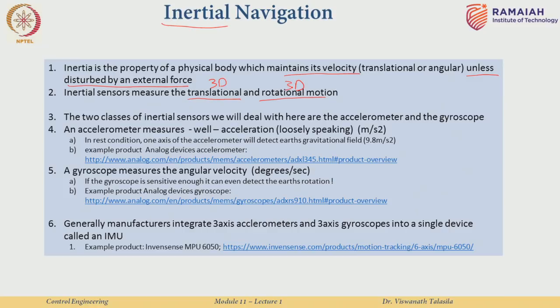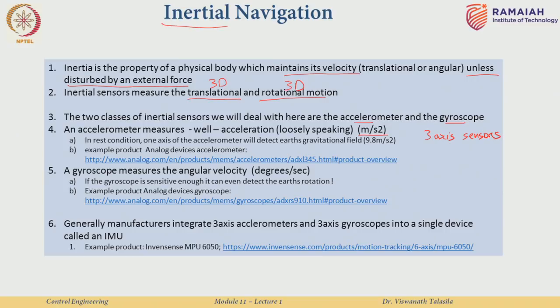The two sensors we will deal with in this and the next series of lectures are the accelerometer and the gyroscope. We could also be doing the magnetometer, but due to lack of time we will focus on just these two. So what does an accelerometer measure? Loosely speaking, it measures the acceleration, and the unit of that is meters per second square. An accelerometer is a very interesting object. Whenever we talk of accelerometers or gyroscopes from this time onwards, we will be referring to what are called three-axis sensors.